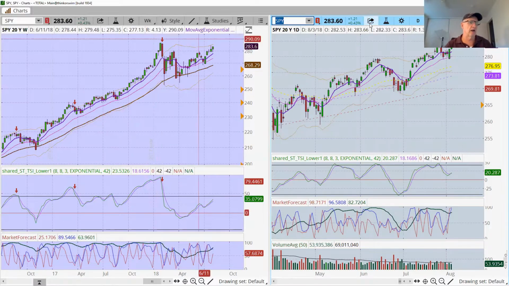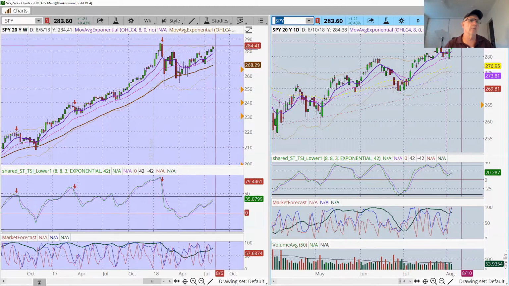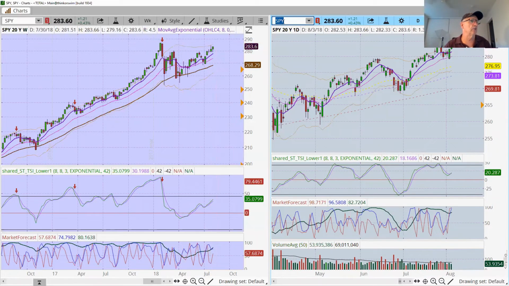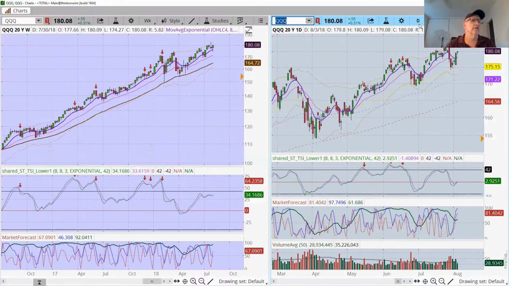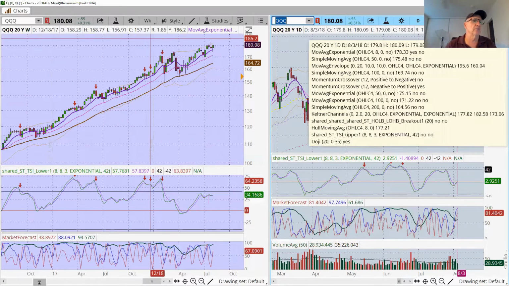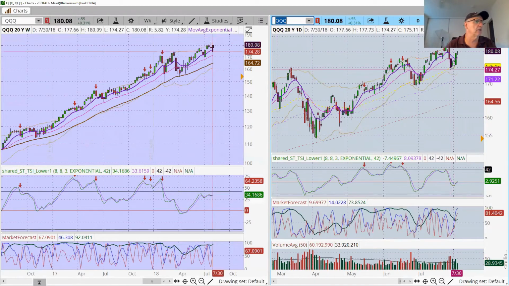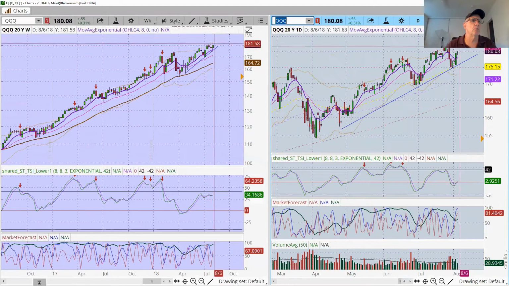So SPY is pushing higher with earnings. The Fed did what it was expected to do, didn't raise rates, and so everything was good with that. The Qs, representing the NASDAQ, are in a similar type of situation, with a nice bounce off of the 50-day moving average here, and then we continue to proceed up. Will we get back up there to the past all-time highs at about 183?